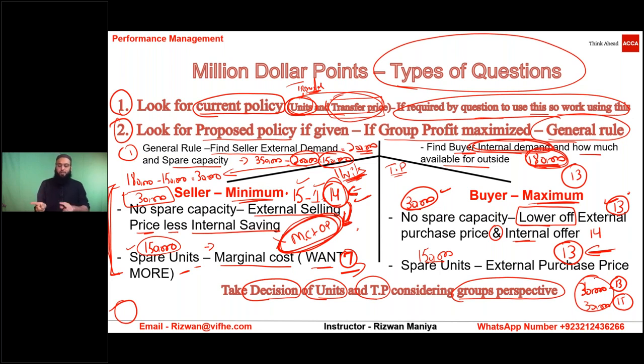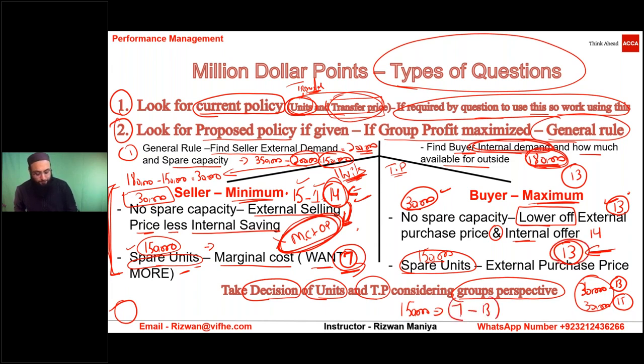I'll answer all your questions once I'm done with this. Now, what about these 150,000 spare units? Should they transfer these internally? Yes, spare units, yes. So these 150,000 units can be transferred within the division. The minimum would be 7 and the maximum 13. Now they will negotiate themselves, and we don't know what the price will be.